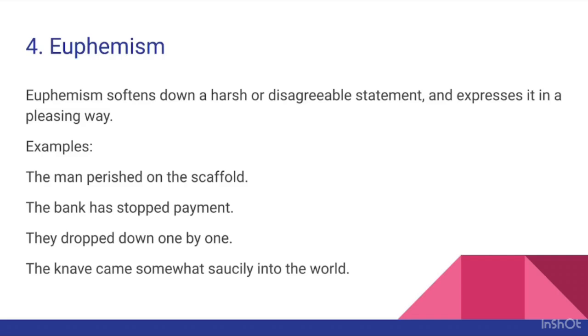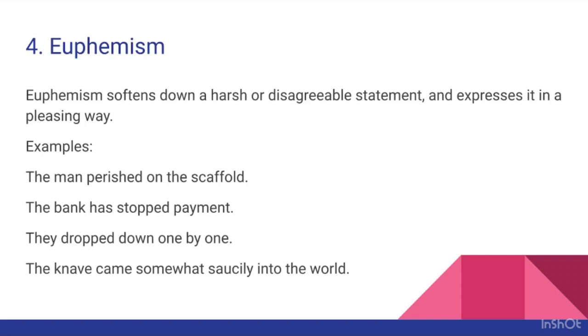Take, for example, the man perished on the scaffold, right? So, what is the actual meaning of this line? That the man was hanged, okay? But instead of saying this, the speaker, in order to save the feeling of the person spoken to, says that the man perished on the scaffold indirectly, right? Indirectly, he is expressing the truth in a pleasing way.